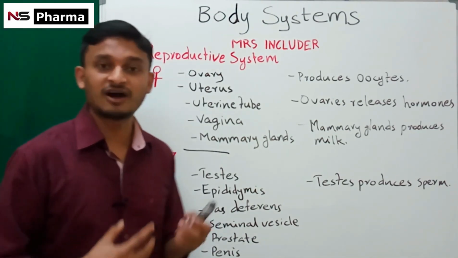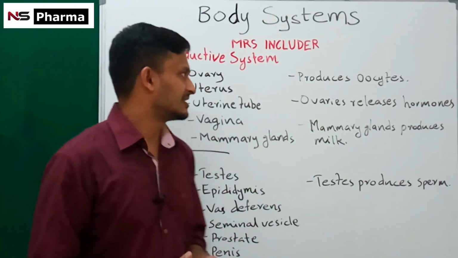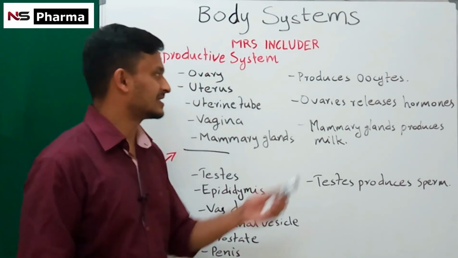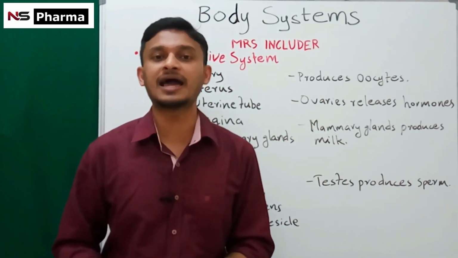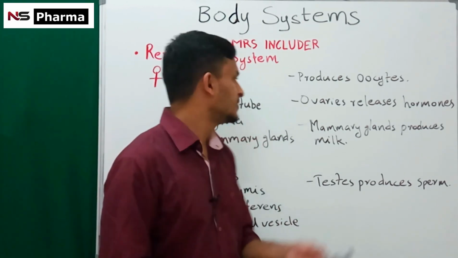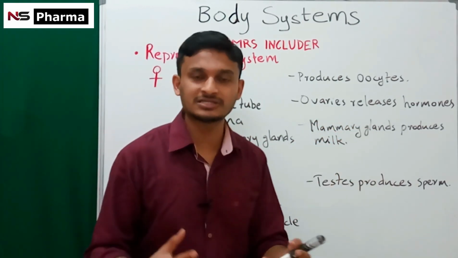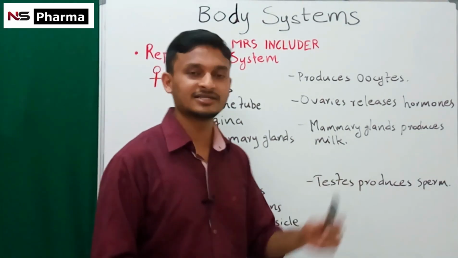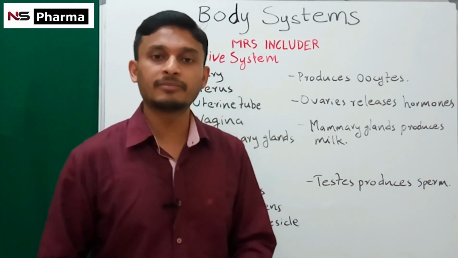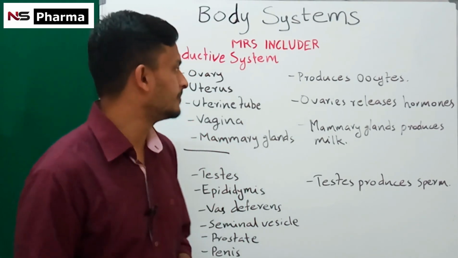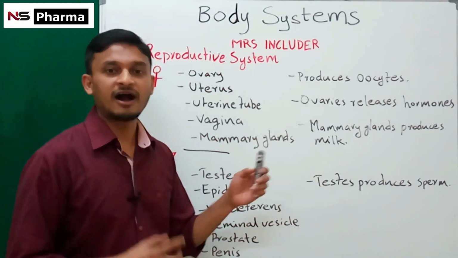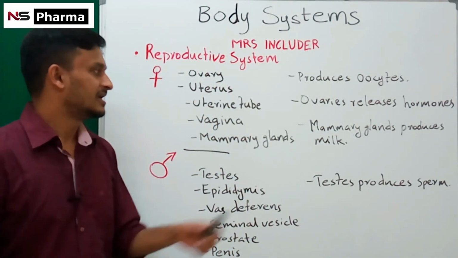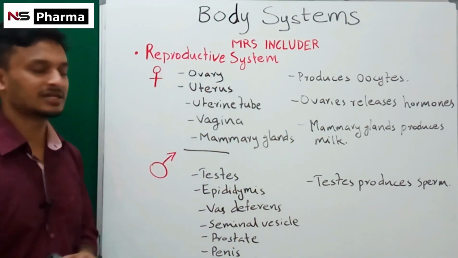Now we will see the functions of the female reproductive system. It produces oocytes. Then the ovaries release hormones like estrogen and progesterone. And the last one, the mammary glands, produce milk. So these are the main functions of the female reproductive system.